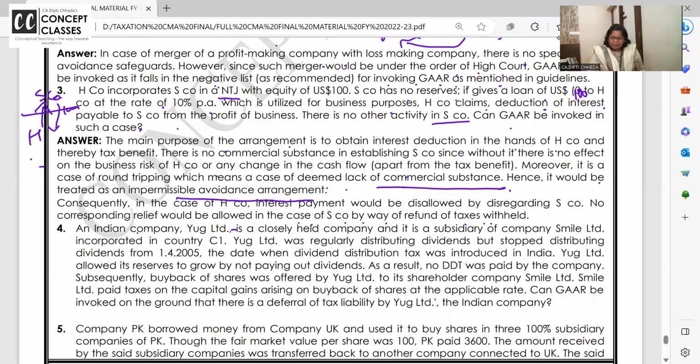Hence, it would be treated as impermissible avoidance, and consequently, in case of HCO, interest paid would be disallowed. No corresponding relief would be allowed in case of ESCO by way of refund of taxes. Okay, right.